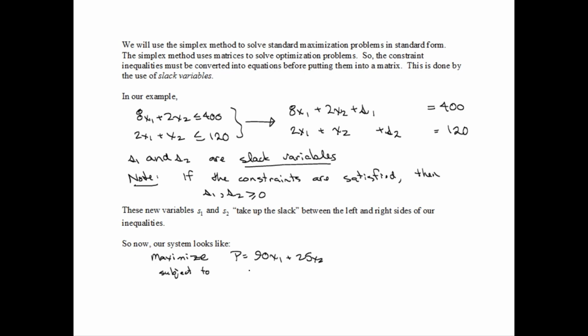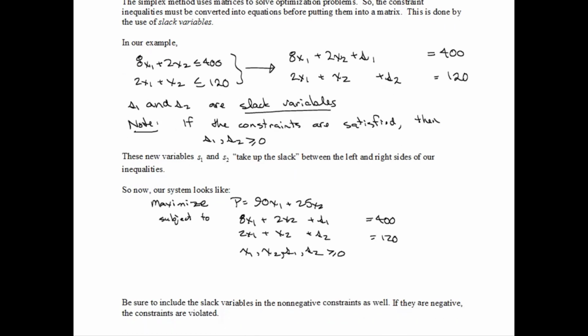Here are the rewritten constraints. And all of our variables, including the newly created slack variables, have to be non-negative. If they're negative, our constraints are violated.